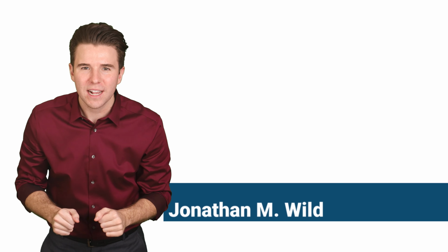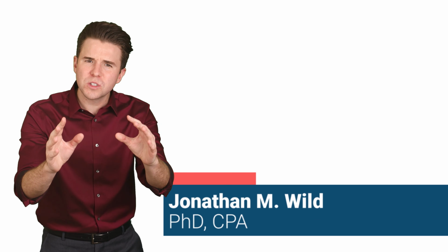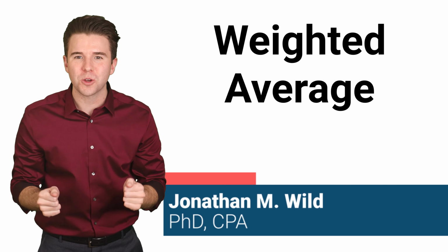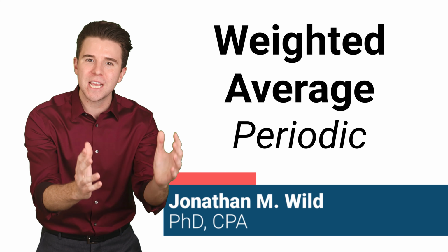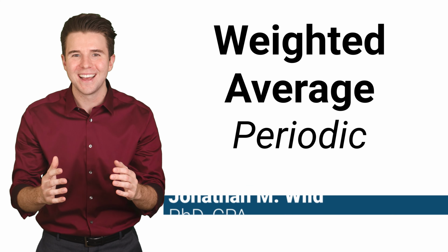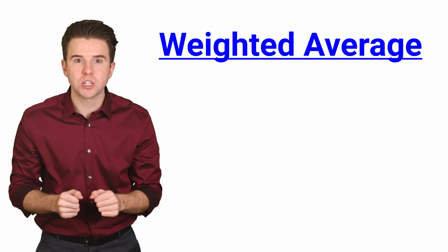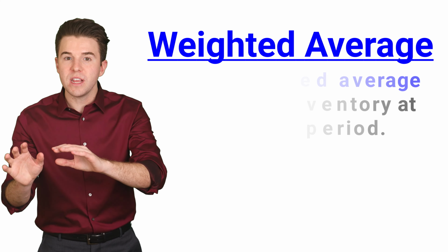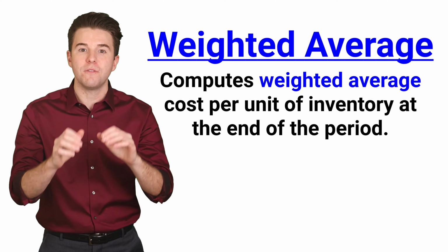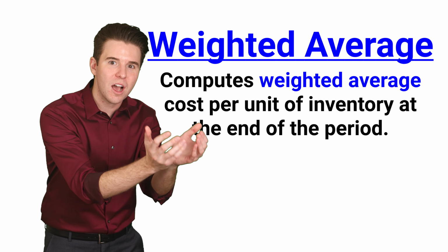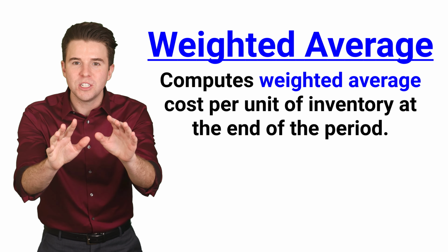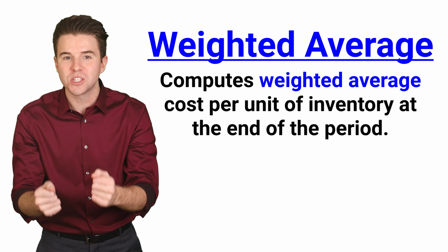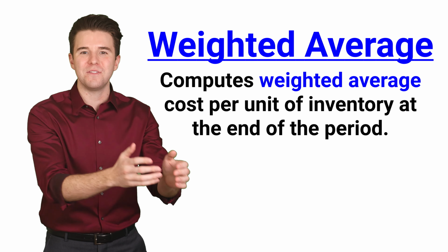Hey, I'm Jonathan Wild, and we are going to cover how to use weighted average for inventory costing under a periodic inventory system. The weighted average or average cost method involves computing weighted average cost per unit of inventory at the end of the period. That average is then used to compute cost of goods sold and ending inventory.